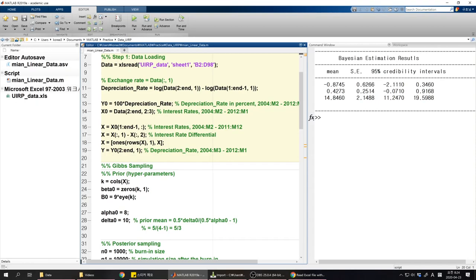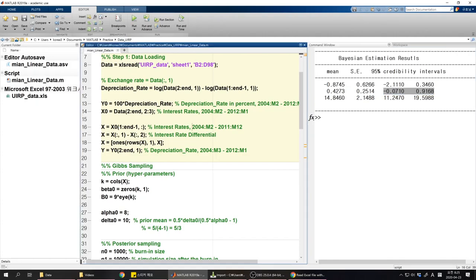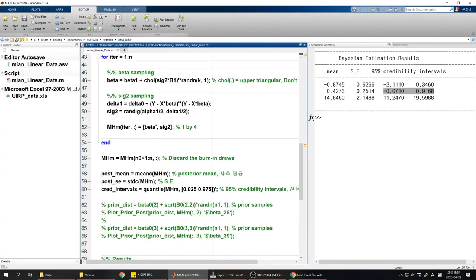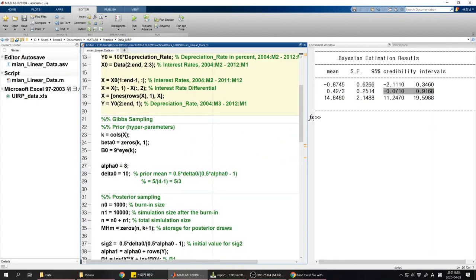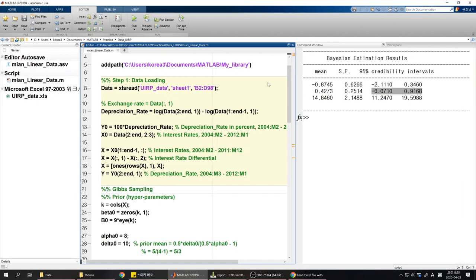Right, so now we have 2 independent variables. The first one is intercept term, the second is the interest rate differential, and then this is the posterior mean, standard errors, and 95% credibility intervals. So right here. Okay, so yeah, this is done. Then let's interpret this result here.